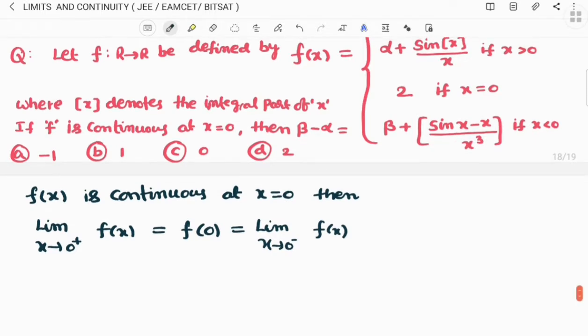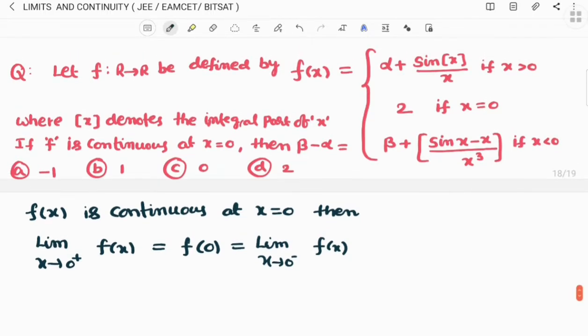So now step by step we will do that. Limit x tends to 0 plus means x is greater than 0, and here the function is there. F of 0 means at x is equal to 0 the function value is there. X tends to 0 minus means x is less than 0, so for x less than 0 also the function is available. So these are the functions we are going to apply.